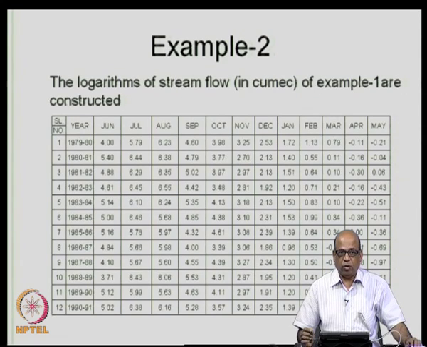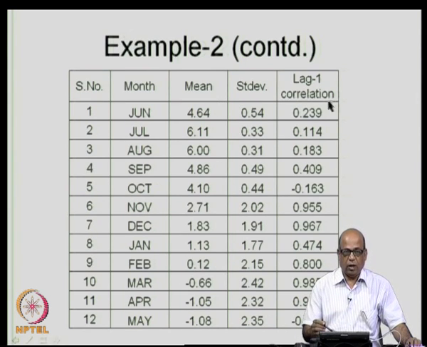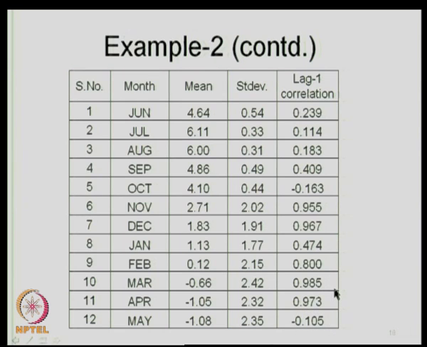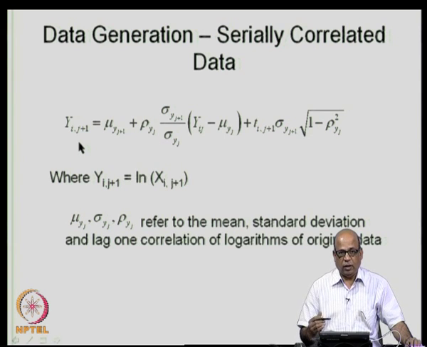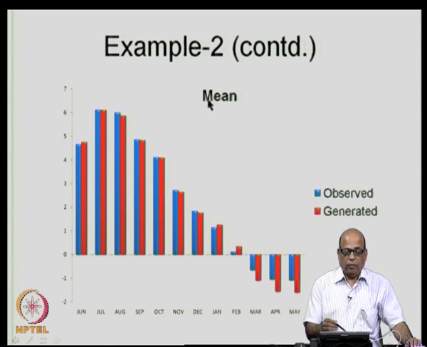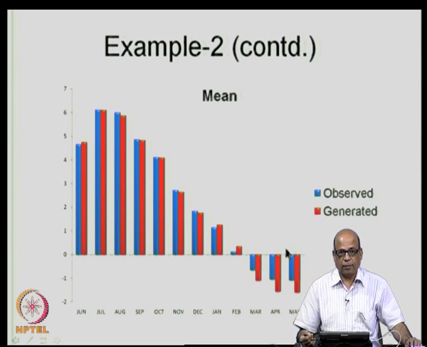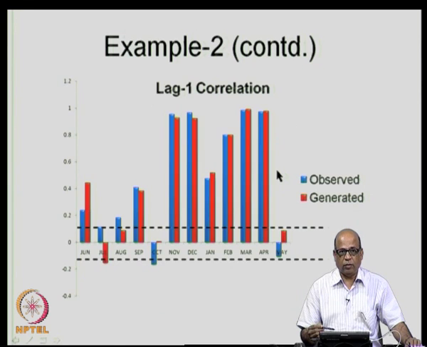So, we use the log transformed values and then we get the mean, standard deviation and lag 1 correlation associated with the log transformed values. We use these in the model that we just defined and generate values of y. Remember, we are generating log transformed data now. When we do that and compare the means, standard deviations etc., this is how it looks. The standard deviations appear like this and the lag 1 correlations appear like this.